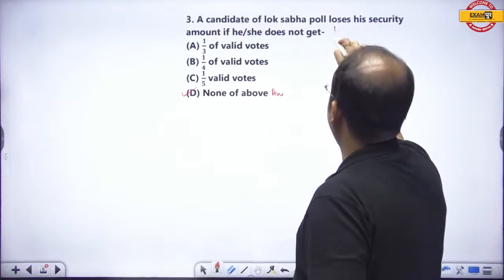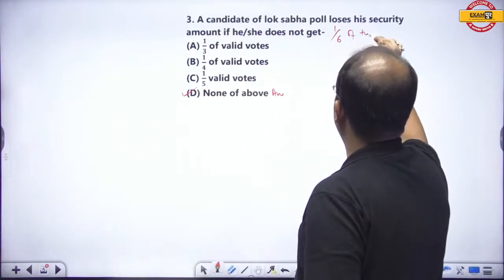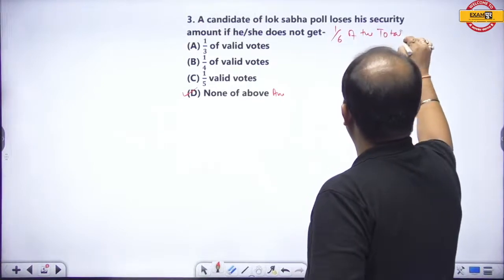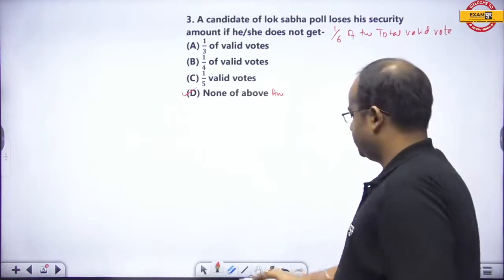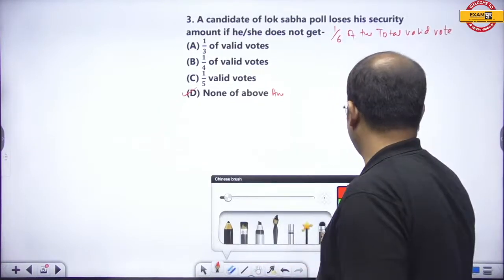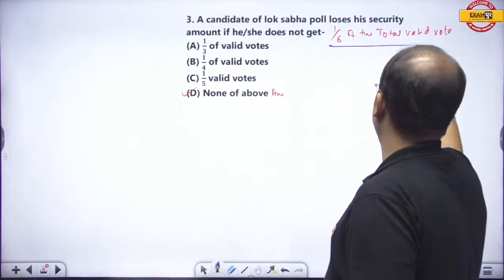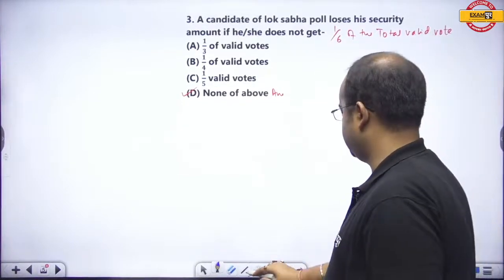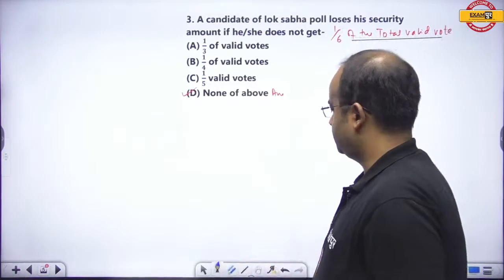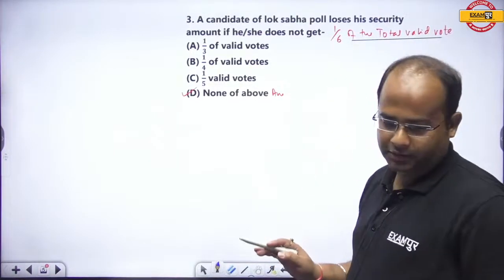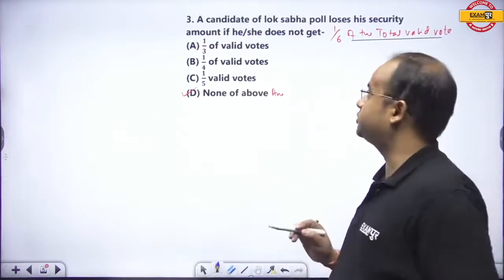So he does not get 1/6 of the total valid vote. If that person does not get 1/6 of the total valid vote, then the security amount will be confiscated. The security amount will be confiscated. So the correct answer will be 1/6 of the valid vote.